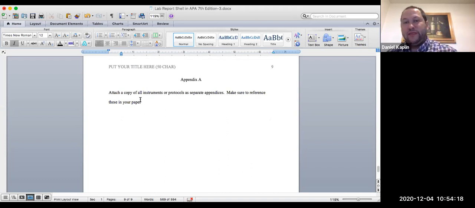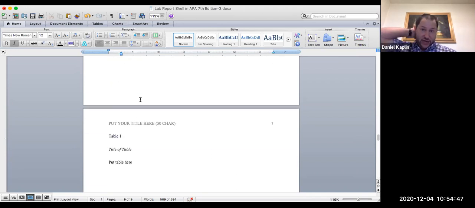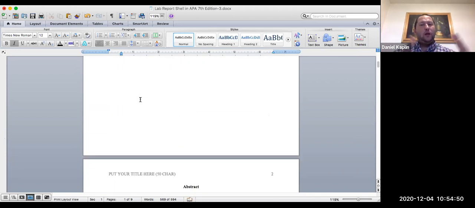Now I put that instrument there. Now what happens if you have more than one instrument? Well, then you'd have another page that's Appendix B. Similar to tables and figures where it's one table or one figure per page, it's one appendix per page. So if you have multiple instruments, each instrument has its own appendix and it starts on a new page for itself. And that in a nutshell is the full lab report from A to Z.